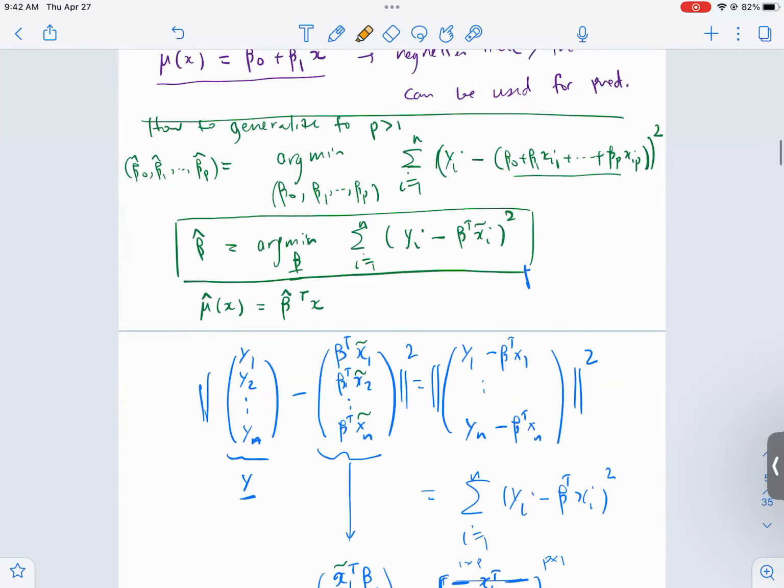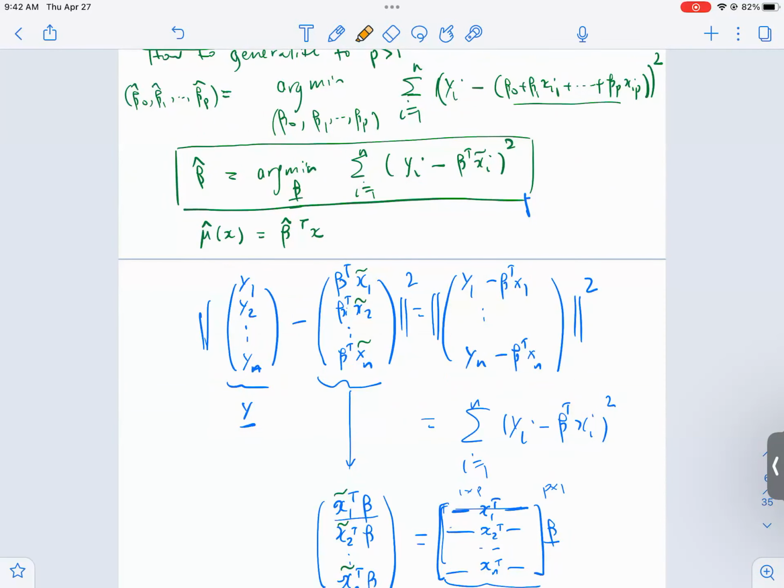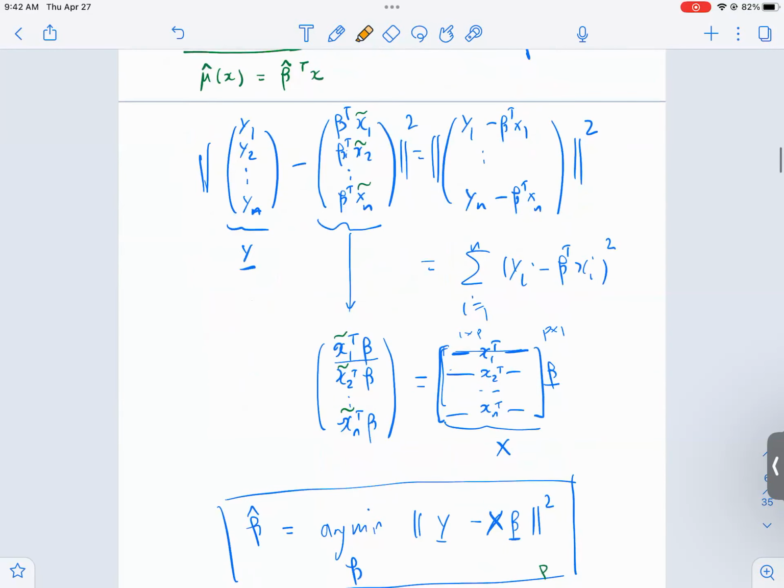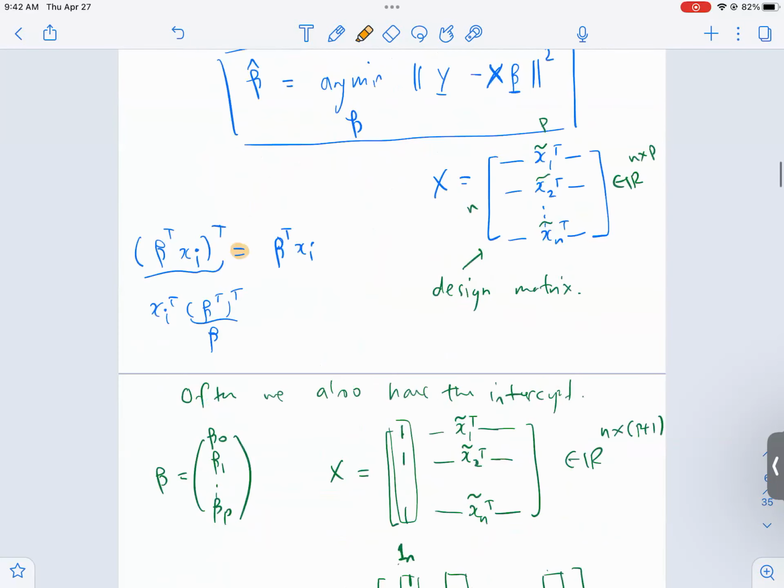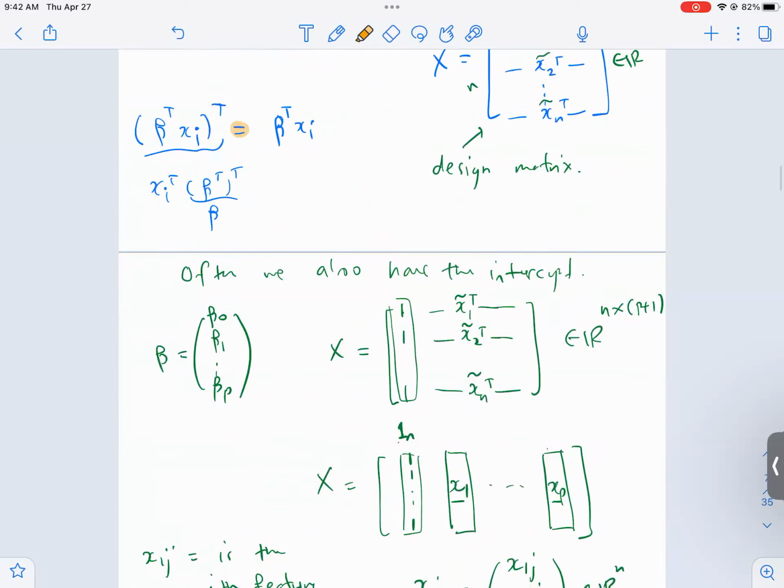And I talked about how we can write this in a more compact form. So you define this matrix, which contains these xi tildes as rows. And then each one also has a 1. So each row is a feature vector of one sample.